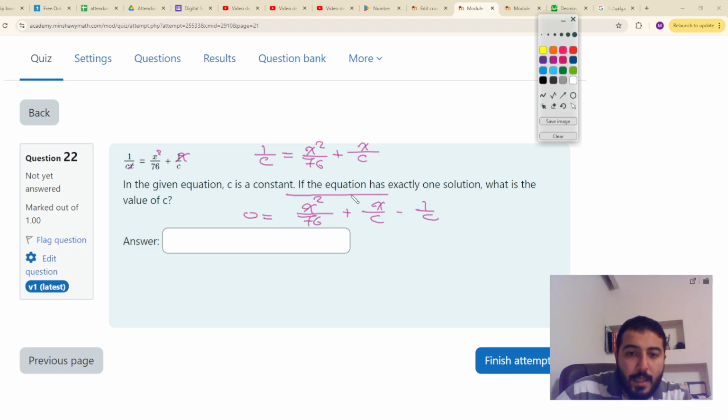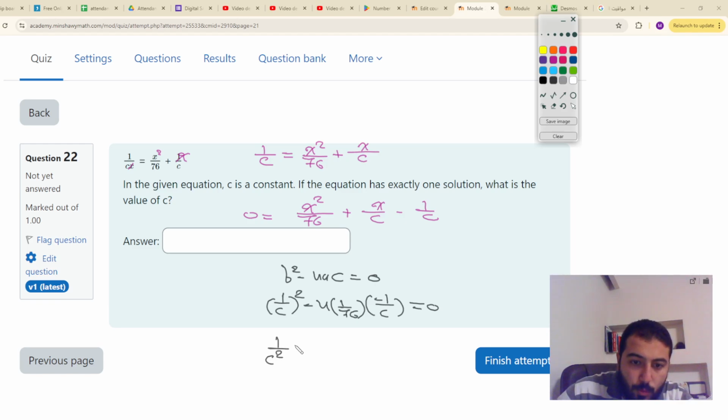To make this one have exactly one solution, you need the discriminant, which is b power 2 minus 4ac, to be equal to 0. So b is 1 over c, so 1 over c power 2, minus 4 times a, which is 1 over 76, times the constant, which is negative 1 over c. We need all of this to be equal to 0. So that leaves us with 1 over c power 2, negative times negative is a positive, 4 over 76c is equal to 0.